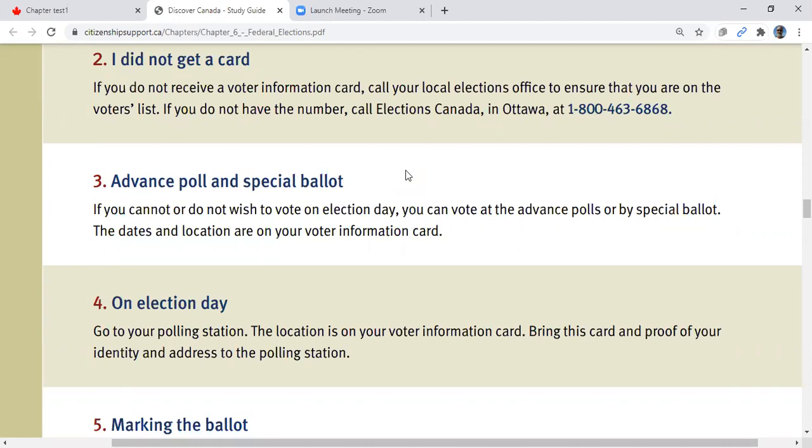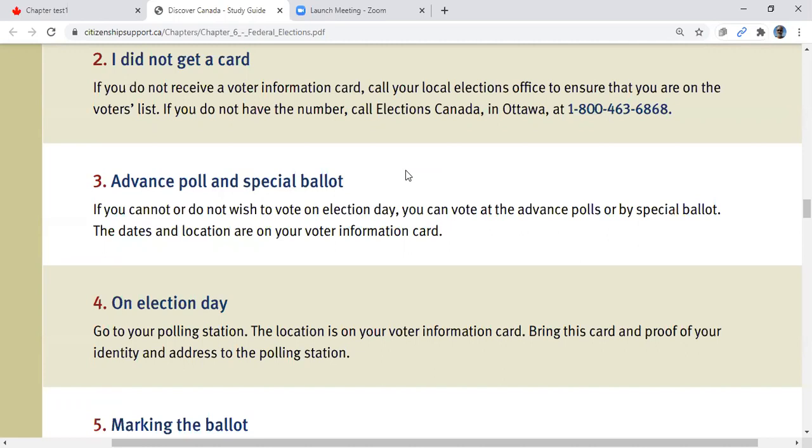So many people can't vote on election day. You know, you could be away from the country, or it could be another reason. And so you can vote at what they call an advance poll, and you just go early. I think about 2 weeks before you can go. And you can also vote by special ballot, which is when maybe you need to mail in your ballot, something like that. So there's different ways to vote. You don't have to vote on election day.